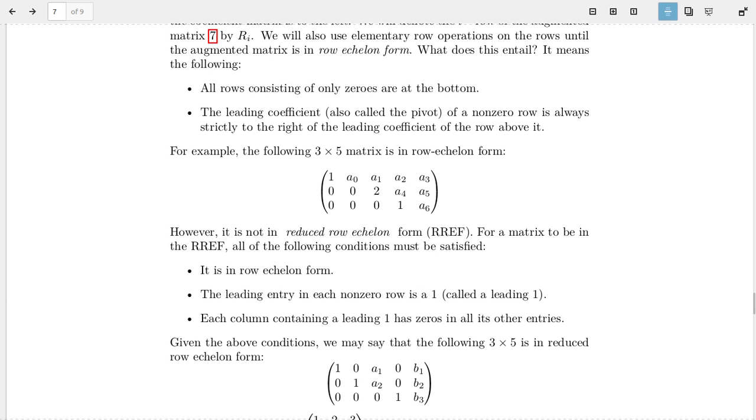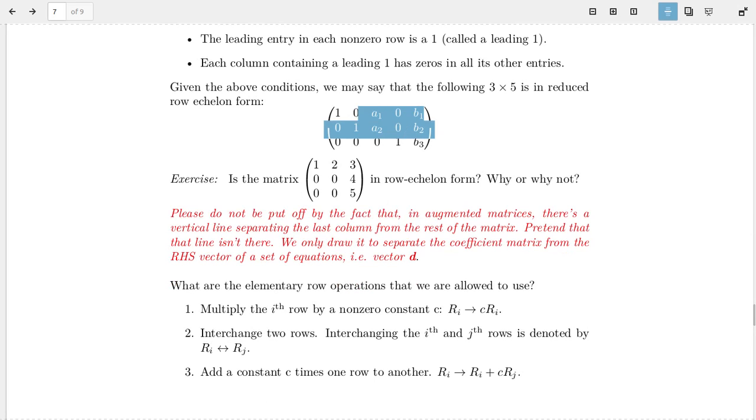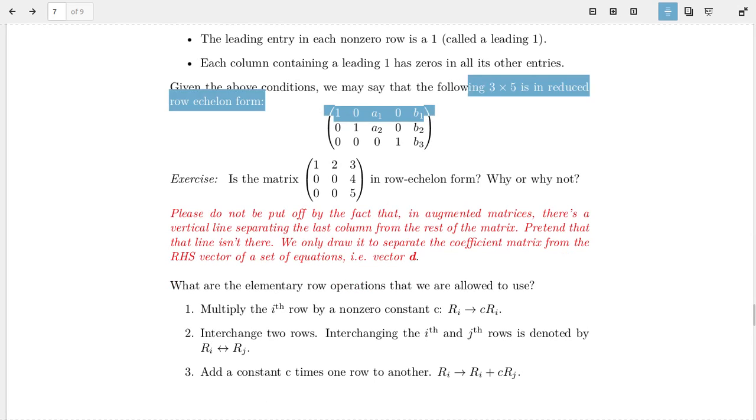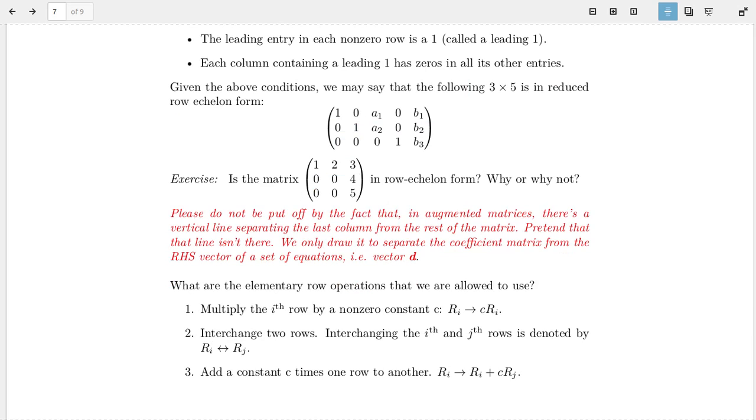Notice this matrix, right? This leading one has zeros below it, but this leading one does not have zeros above it. Okay, so given these conditions, this one is in reduced row echelon form. So you'll have to be able to identify if a matrix is in row echelon form or in reduced row echelon form. That's something you'll have to do.